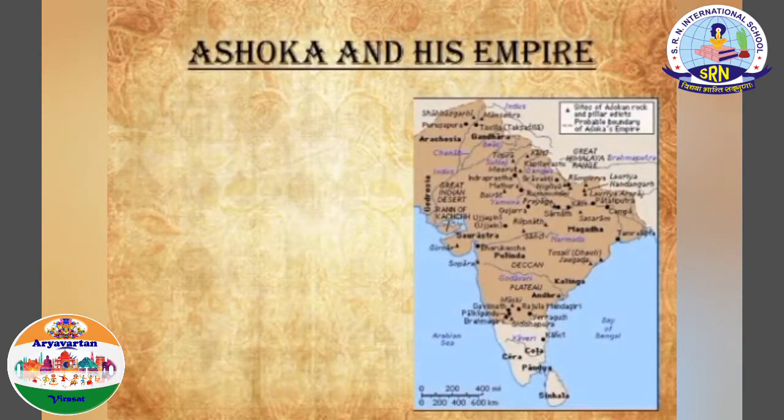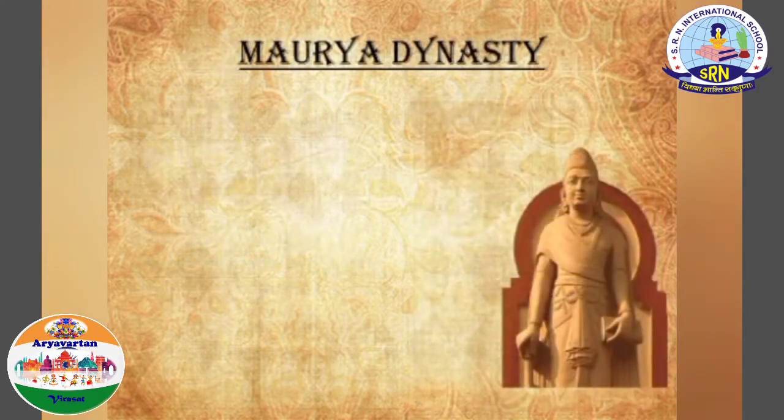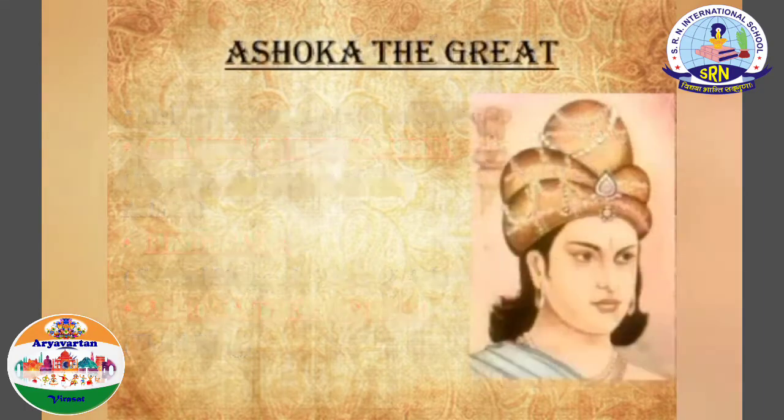Ashoka and his empire. During Ashoka's rule, the empire briefly controlled the major urban hubs and arteries of the Indian subcontinent, except the deep south. Maurya Dynasty. As we all know, Ashoka belongs to the Maurya Dynasty. Chandragupta Maurya was the founder of the Maurya Dynasty. Bindusara was the father of Ashoka, and Ashoka was the third king of the Maurya Dynasty.